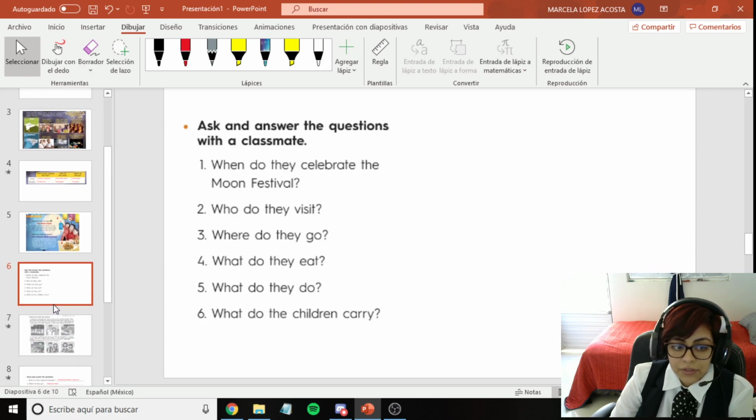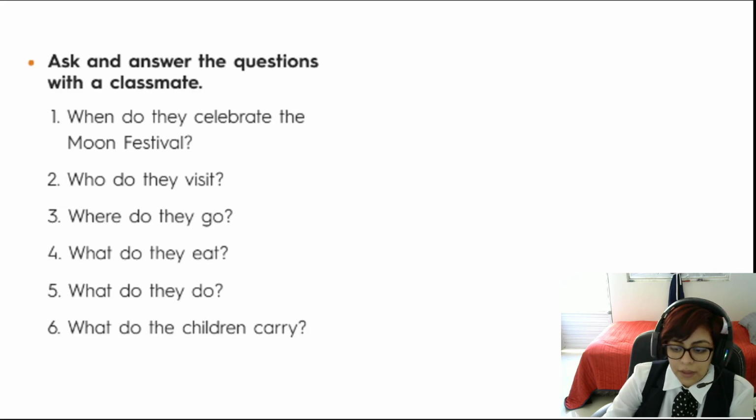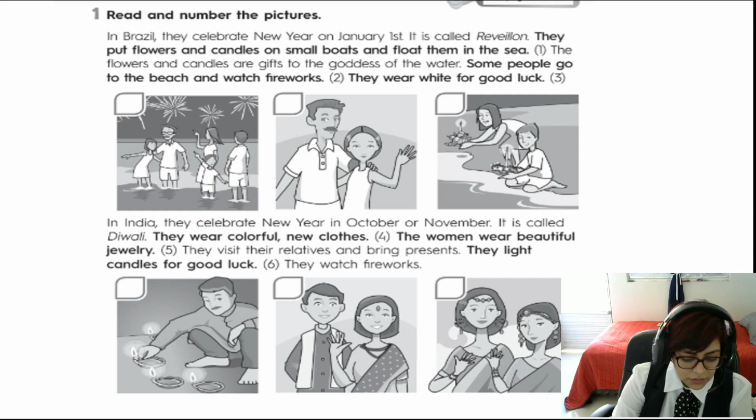Okay, we are going to continue to the next exercise, and it's going to be in our practice book on page 107. So we have here in the 107 of our practice book, we have to read and number the pictures. In Brazil, they celebrate New Year on January 1st. It is called Réveillon. They put flowers and candles on small boats and float them in the sea. This is the number 1.